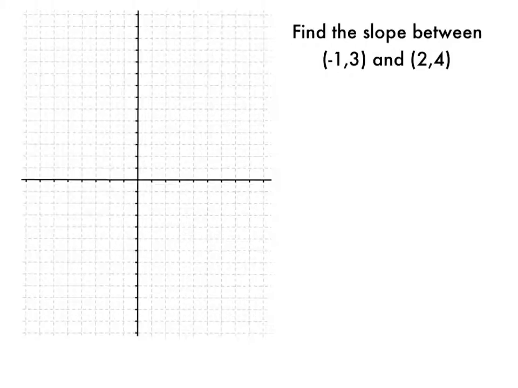So in this particular example, you're asked to find the slope between the points -1, 3 and 2, 4. So I will graph them real quick, or at least plot them, and show you what it looks like and what it means to find the slope between these points. So -1, 3 is this point right here, and 2, 4 is this point right here.